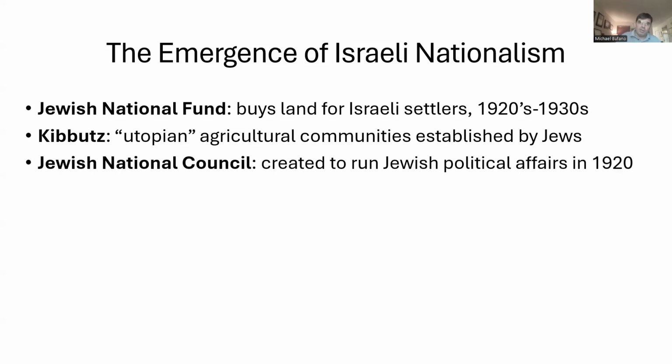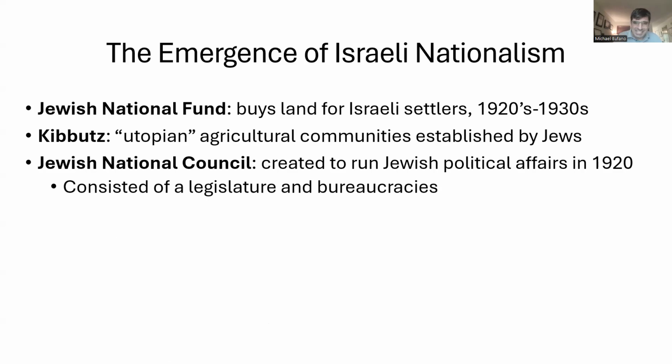And on top of this, they created their own council to run Jewish affairs. So just as Muslims had their own autonomy, which the British allowed, the Jews are going to have their own autonomy. We called it the Jewish National Council. It was created to run Jewish political affairs in 1920. So while it was run as one colony, the British here are creating all sorts of issues, right? They're basically creating two separate communities with two separate identities and political systems that had great disparities in economic wealth here.